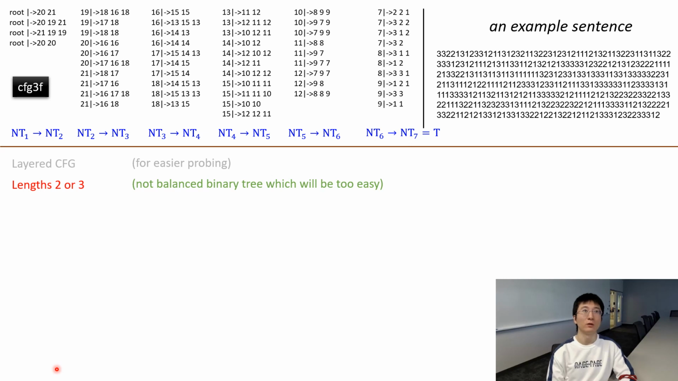Also, the expansion rules that we consider here are of length either 2 or 3. We don't want to consider a fixed-length CFG, because otherwise you would have a fixed length of output that would make the CFG too easy. So we consider lengths of either 2 or 3.